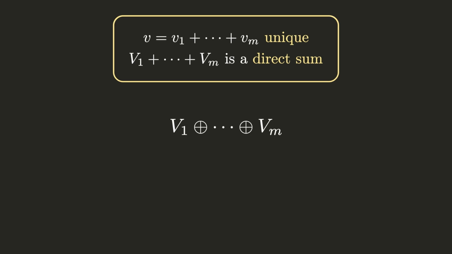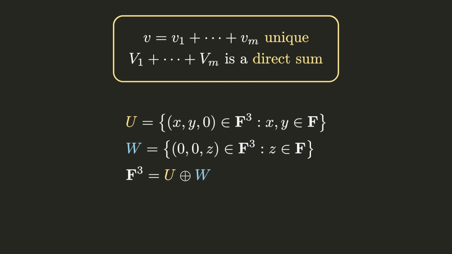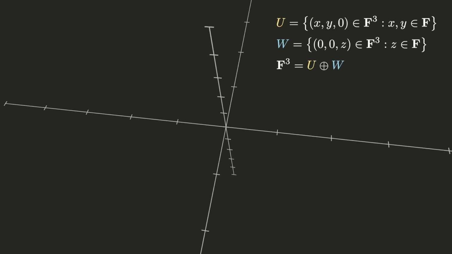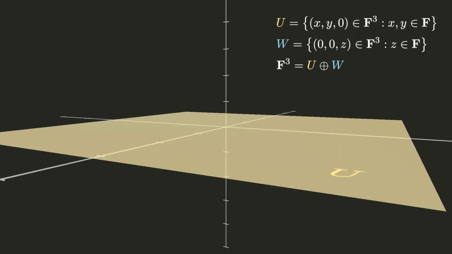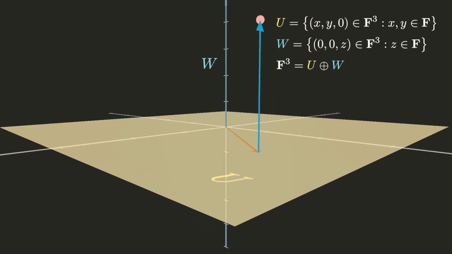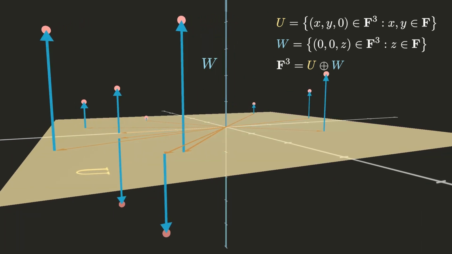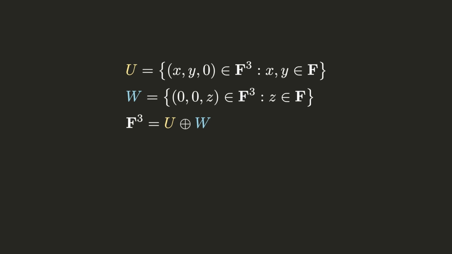Let's again look at a few examples to deepen our understanding. Let's suppose U is the xy plane and W is the line on the z-axis. Then U and W actually directly sum up to F3. To graph it, let's assume F equals R. Then this yellow plane is U, and this blue line is W. It's easy to see any point has only one way of being written as a sum, and it's always the case no matter where the point is. So F3 is indeed a direct sum of U and W.